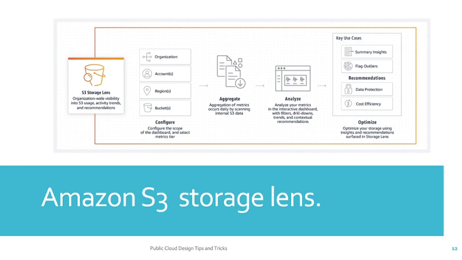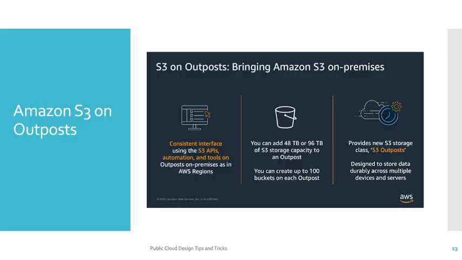Amazon S3 Storage Lens is an enterprise feature with which you can check the visibility of S3 users, activity trends, and recommendations. With Amazon Storage Lens, you can view your accounts, regions, buckets, or organization at the top level, and you can aggregate the data, analyze it, and then provide it to your system for automation.